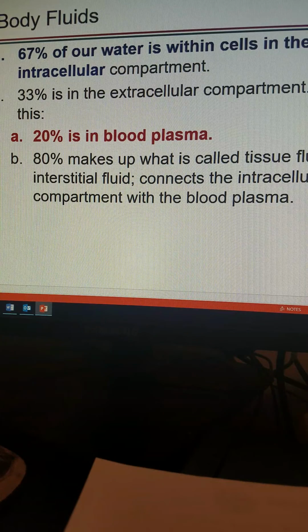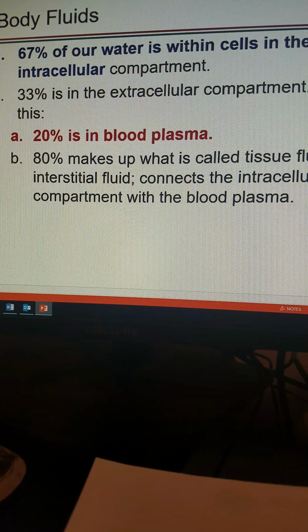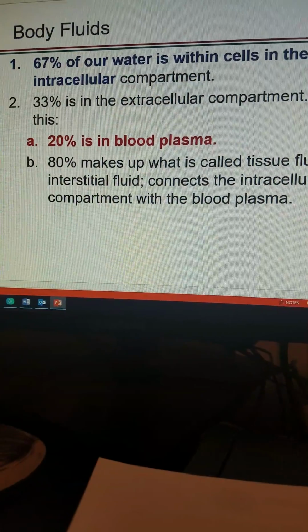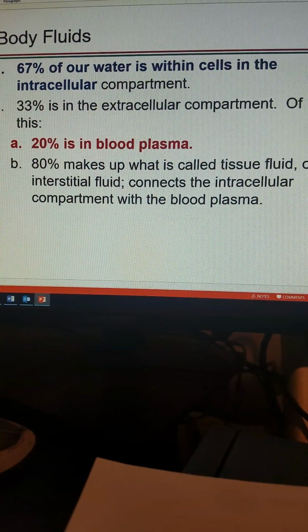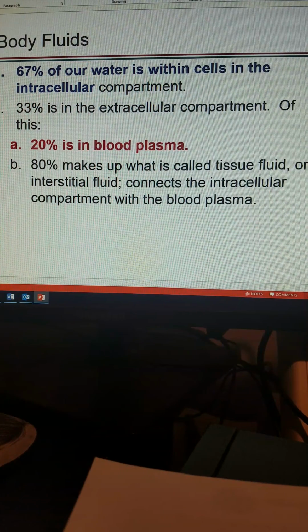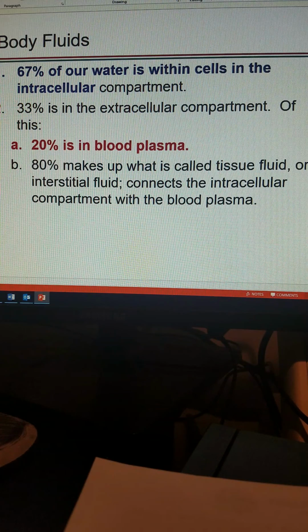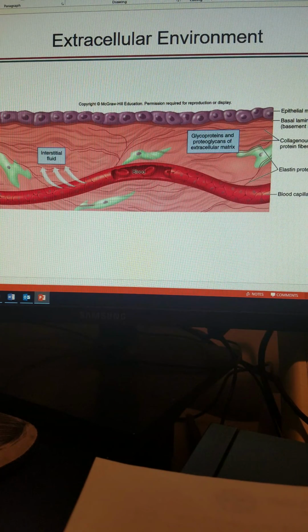33% is in the extracellular compartment. 20% is in blood plasma. Now these percents are going to be in your test, so make sure that you know these numbers. And 80% makes up what is called the tissue fluid or interstitial fluid. And that's what will connect the intracellular compartment to your blood plasma.